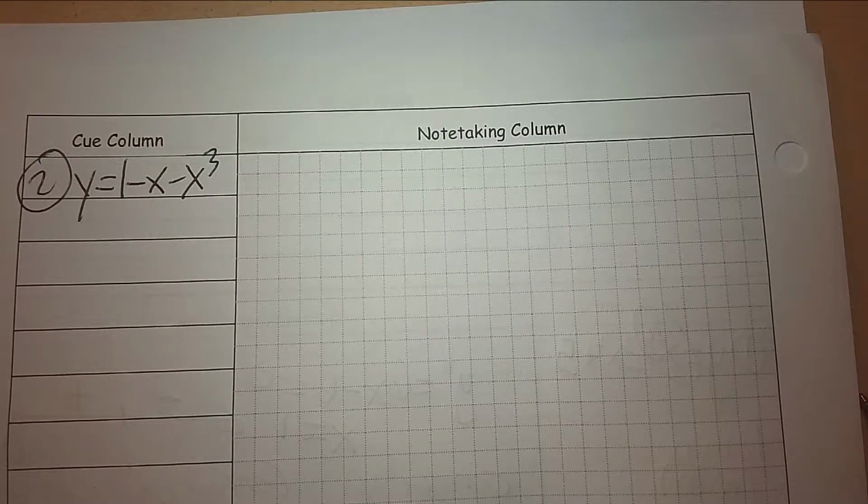So I need you to write that down. I want you to understand the domain already is all real numbers. You know what? It's a polynomial. There's nothing that makes anything undefined. We're good. There's no holes, asymptotes, none of that.